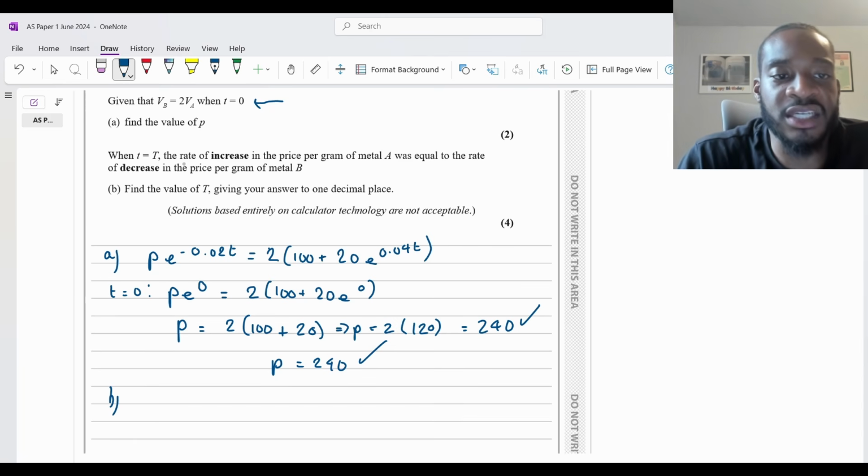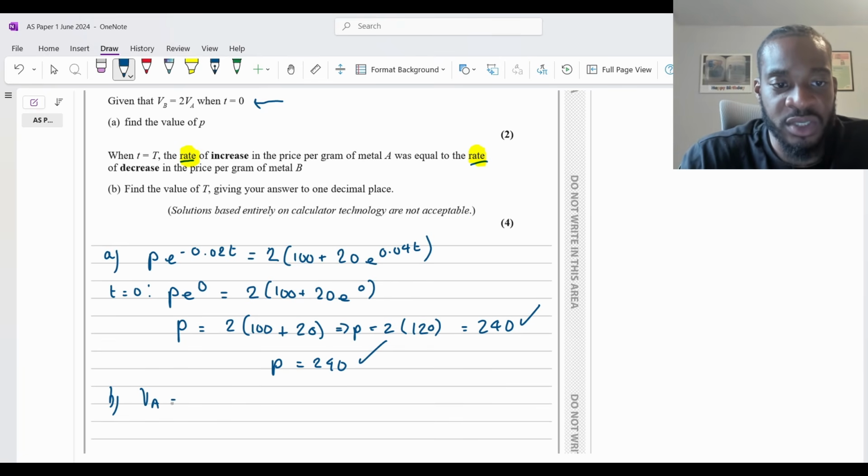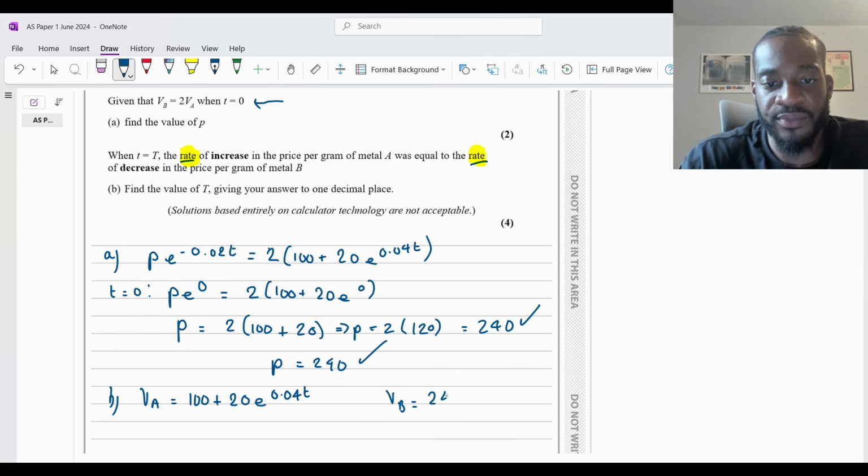First thing, when you see this word rate in an exam, rate of increase, rate of decrease, that is just another way of saying we need to differentiate. So whenever you see that word rate, remember the rate of change of a function is when you differentiate it. So you just need to differentiate both of these metals. VA, we know, was equal to 100 plus 20e to the 0.04t. Now VB is equal to P, which is 240, e to the negative 0.02t.